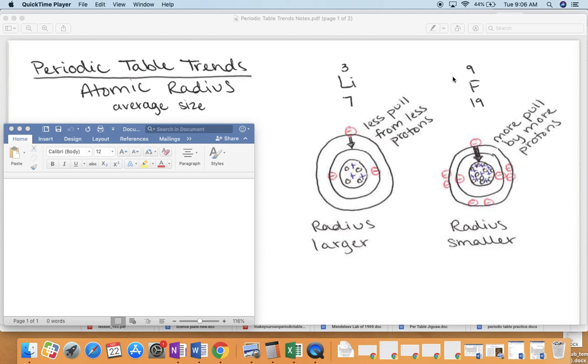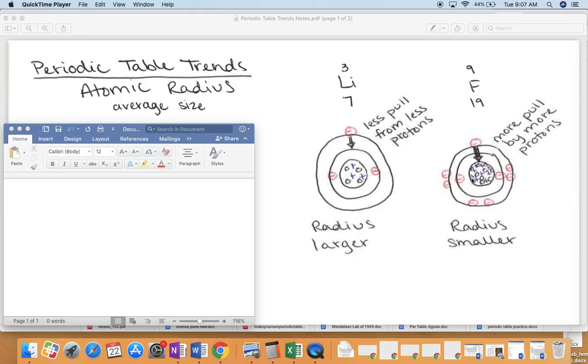If we look at fluorine, it's on the opposite side of the periodic table, same row, but it has more protons. We have 9 protons, because 9 is our atomic number, and you can kind of see them in there with the blue plus signs. And then we have 19 as our mass number, so we're going to have 10 neutrons in there. And then we have 9 electrons around the outside.